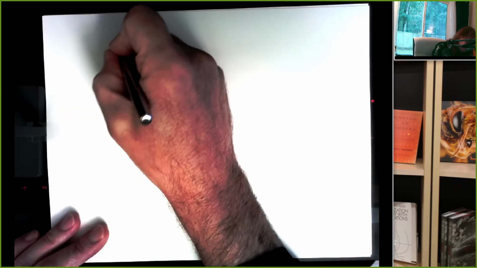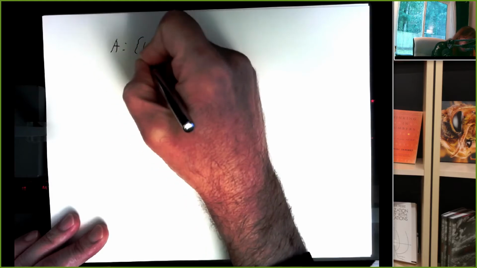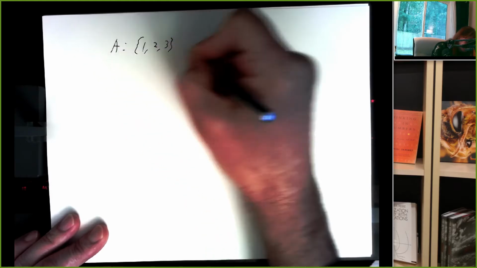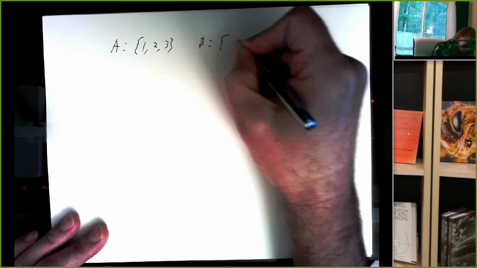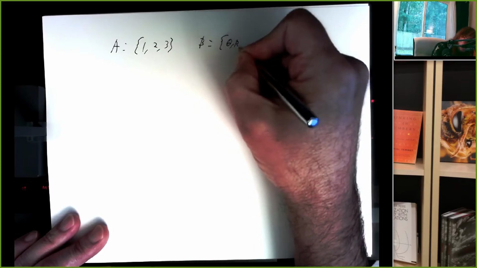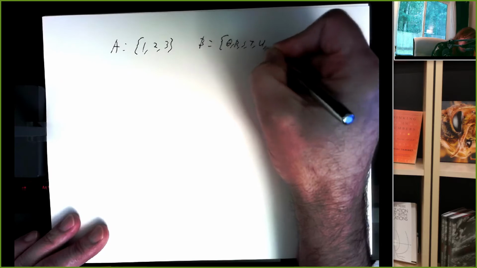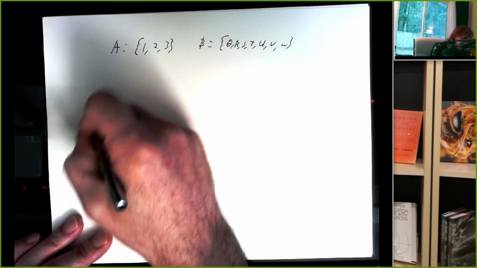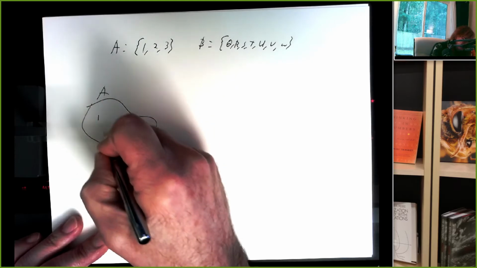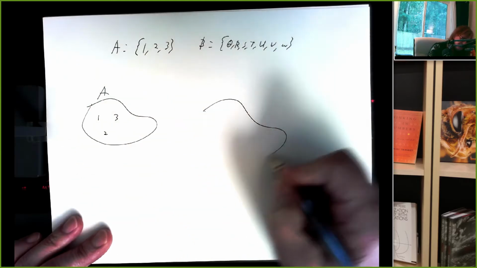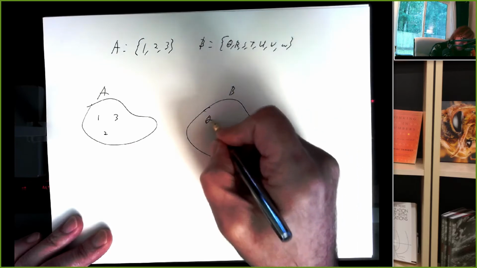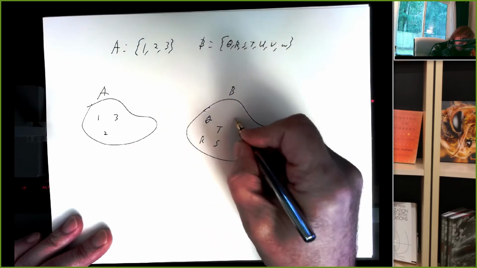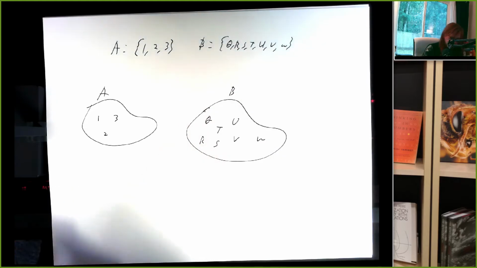So let's do some examples. Examples are better. Suppose A is the set 1, 2, 3, and B is the set Q, R, S, T, U, V, W. So here's our set A, here's 1, 2, 3. Here's our set B, and here's Q, R, S, T, U, V, and W.